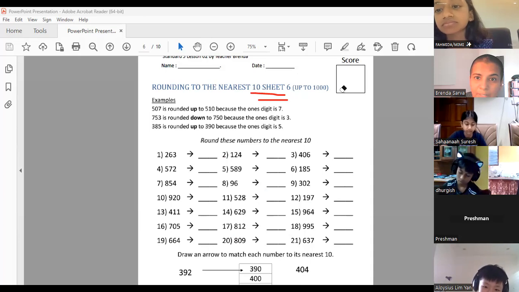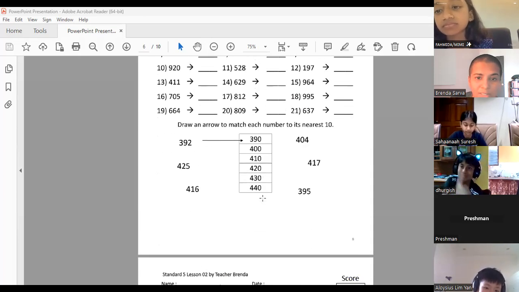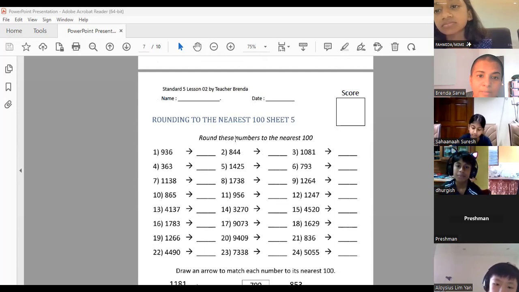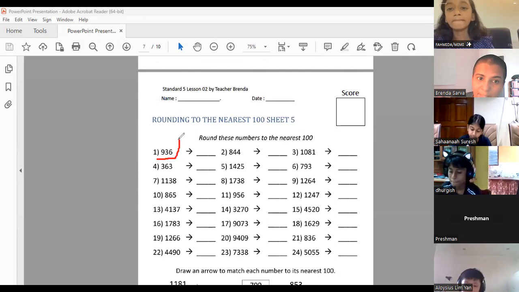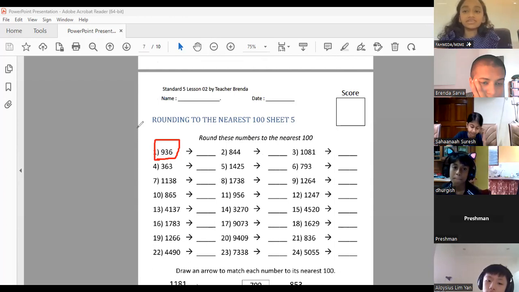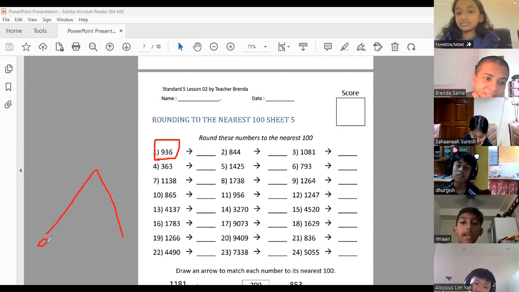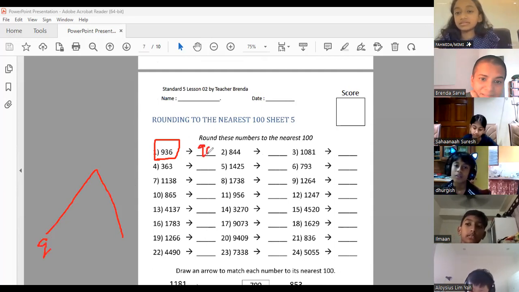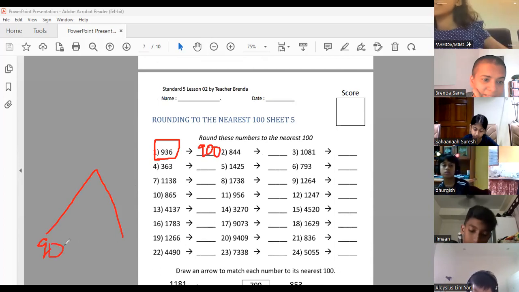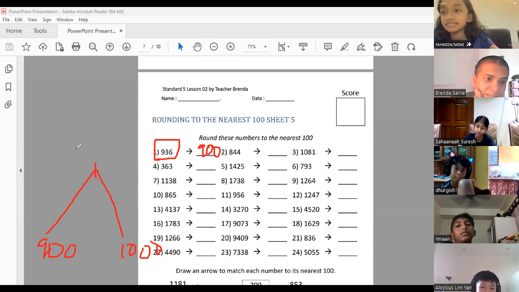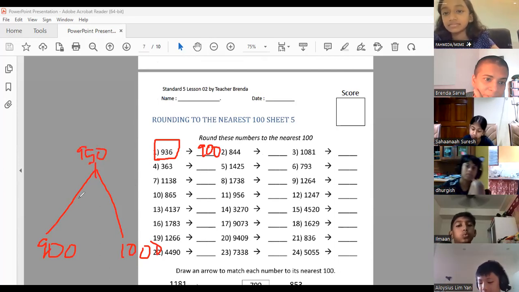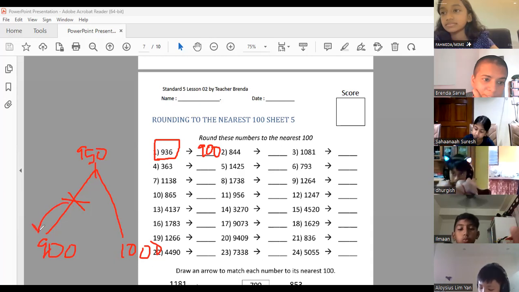Can't spend too long, guys. Okay. Next, you match this and then go here, rounding to the nearest hundreds. So now, look at number 1, 936. Are you going to go to 900 or 1000? Think carefully. 900. You remember 900 is here, 1000 is here, 950 is here, right at the top. 936 is somewhere here, so you go to 900.